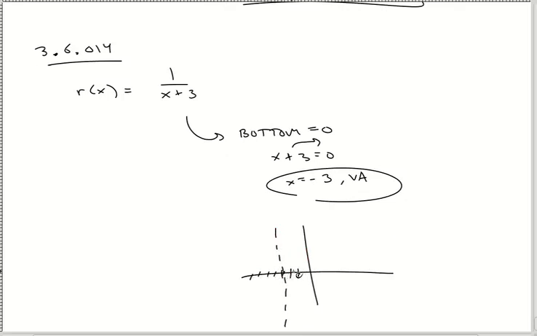The horizontal asymptote's at 0. But again, I'll show you that here in a second. It's called the 3 rules. And then we graph it. Something kind of like that. Okay. So there's a graph of a rational function.